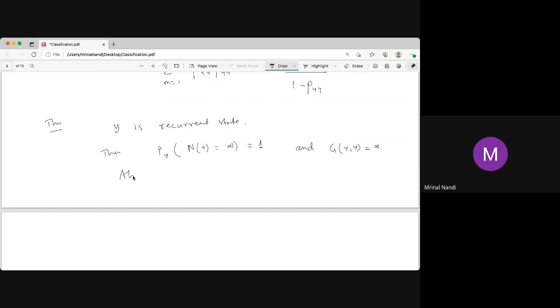And G_yy is obviously infinite, starting from y. Now if you start from x, and y is a recurrent state, what happens? Then the probability of visiting infinitely many times is just the probability, starting from x, that T_y is less than infinity, which is rho_xy. Now this is not 0 or 1. Starting from x, reaching y a number of times, that probability is not 0 or 1. But if you start from y and reach y, this is always 0 or 1.